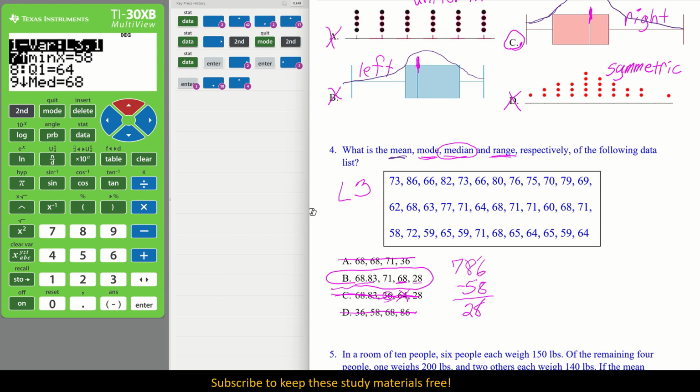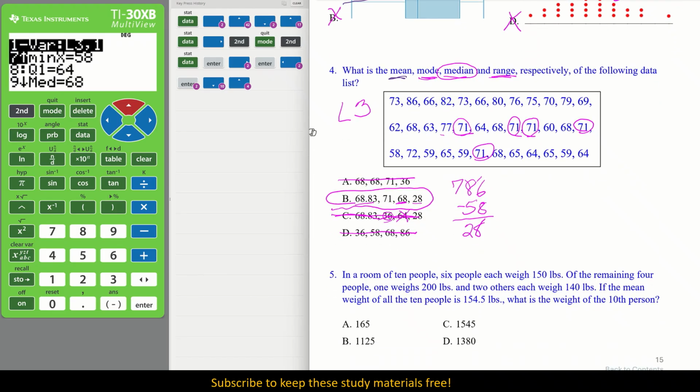I didn't worry about it because I didn't want to sit and count all those. Let's see, 71. We have 1, 2, 3, 4, 5 that I see. There might be more. But if you just eyeball it really quick, yeah, there's more of them compared to other values. So I would agree with that. Okay, let's look at number 5.